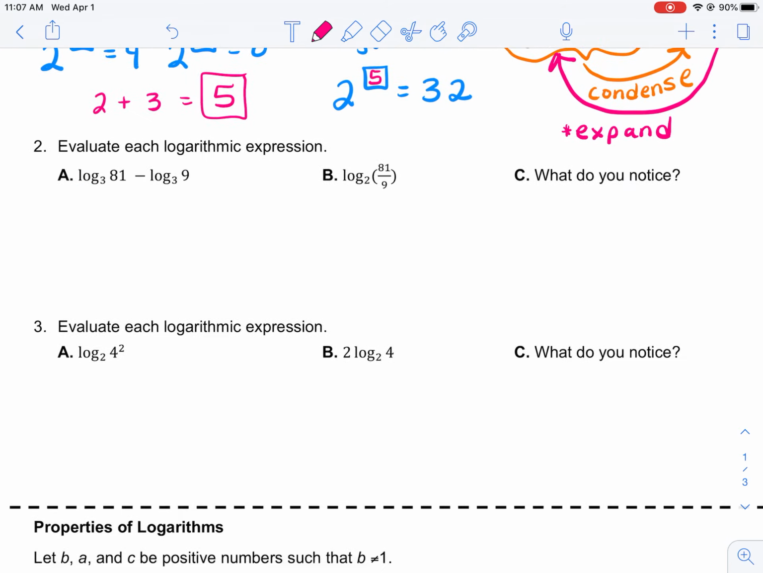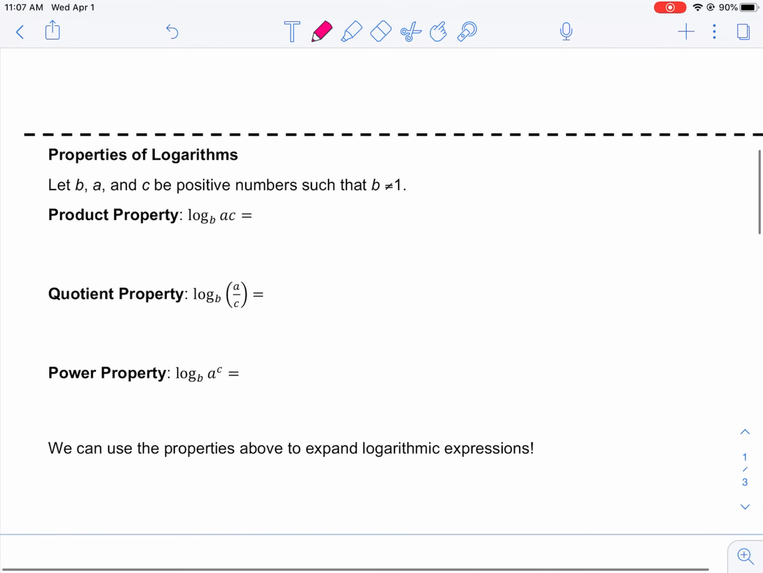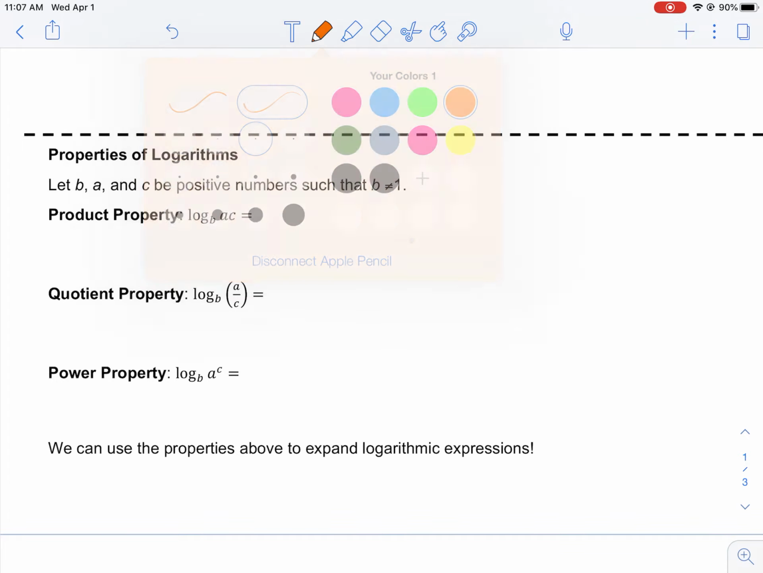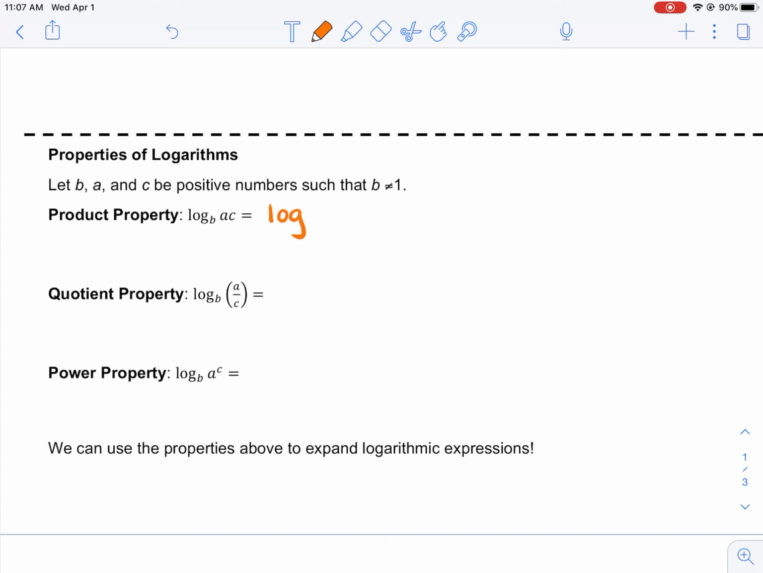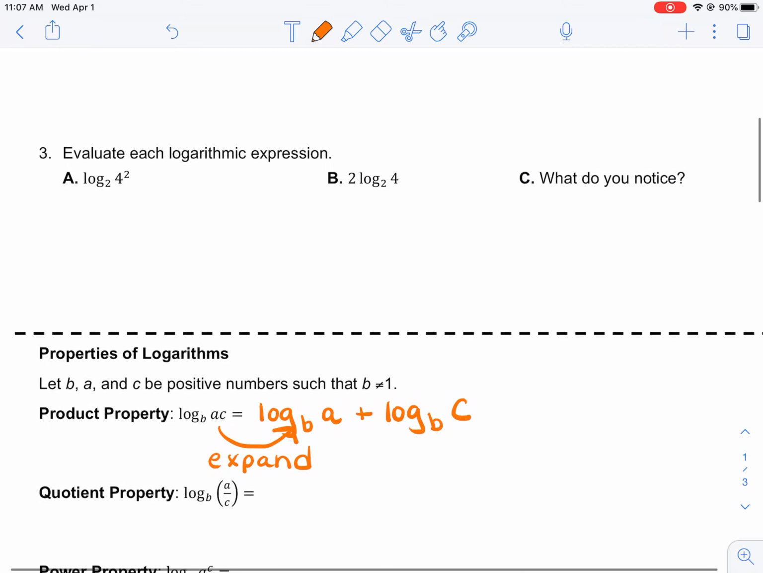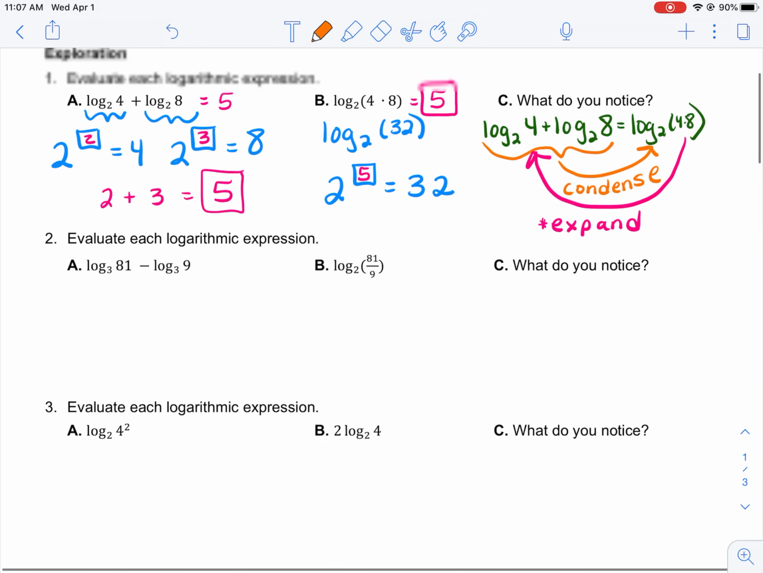So I'm going to zoom down to the bottom here to the properties of logs, and we're going to fill in the first property called the product property. The product property says if you have log base b of a times c, in the case we just did, we had 4 times 8, we can pull those apart. We can write log base b of a plus log base b of c. And when we pull those apart, we're doing what's called expanding. We're going to expand this single log into 2 logs. All right, let's talk about another property.